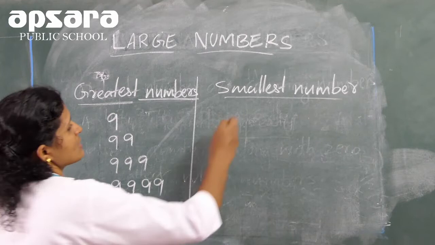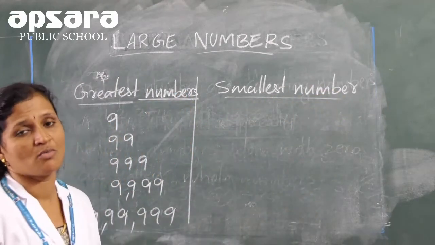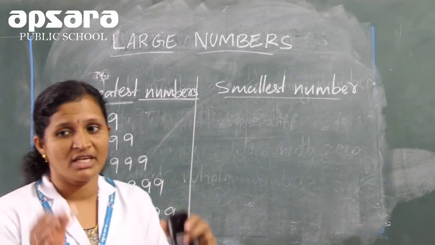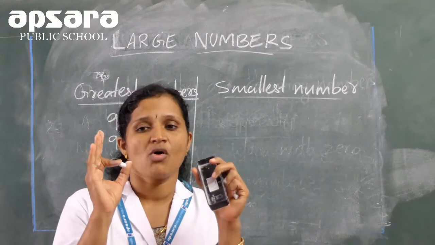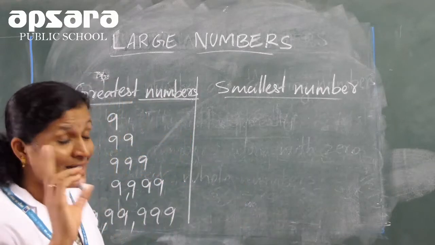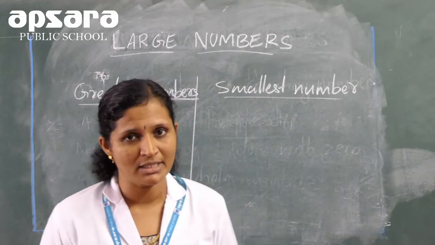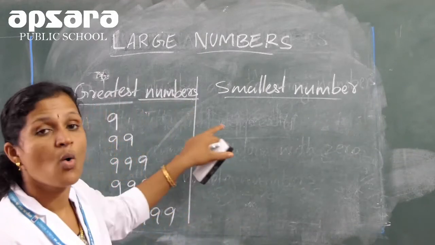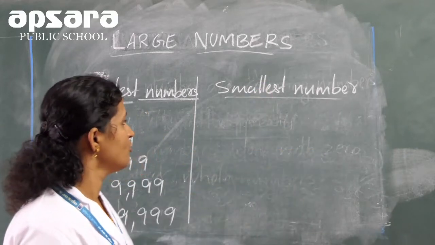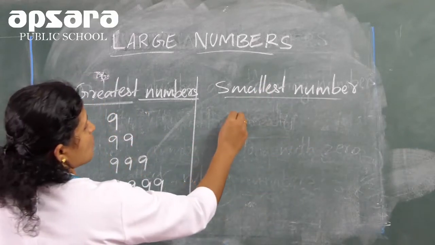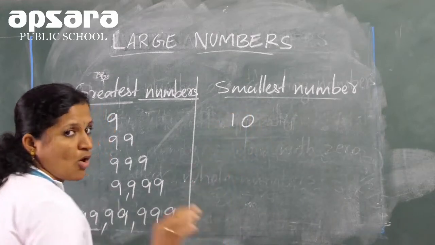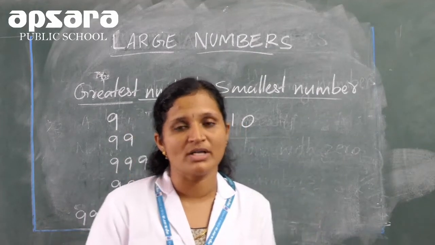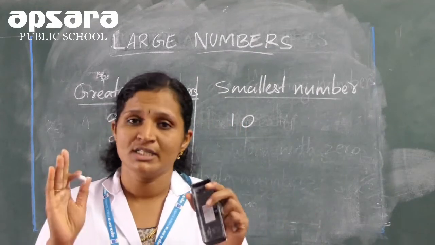Now look at the smallest number. The question is, which is the smallest one-digit number? We studied, if we take the set of natural numbers, 1 is the smallest natural number, right? And in whole numbers, 0 is the smallest one-digit whole number. So the smallest one-digit natural number is 1 and the smallest one-digit whole number is 0.